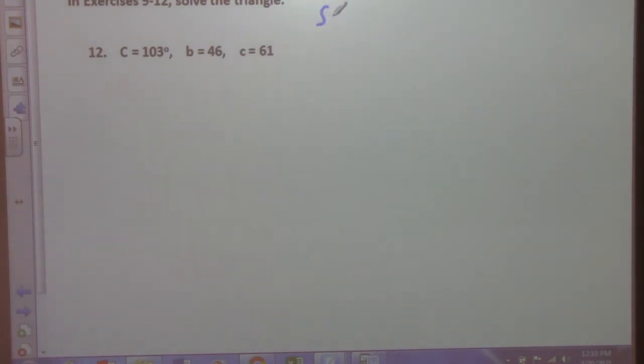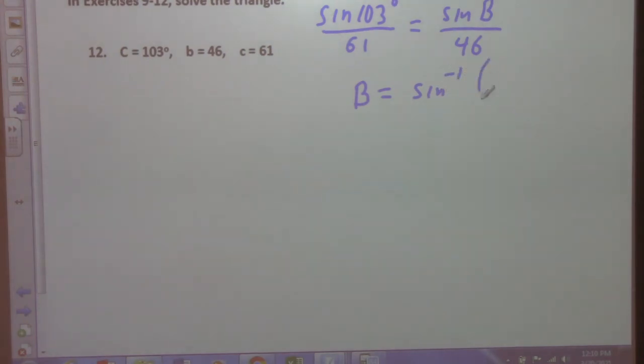Sine 103 degrees over 61 equals sine B over 46. And to find B, it's inverse sine of 46 sine 103 over 61. And then when you put that into the calculator, it gives you angle B is 47.288 degrees, okay.